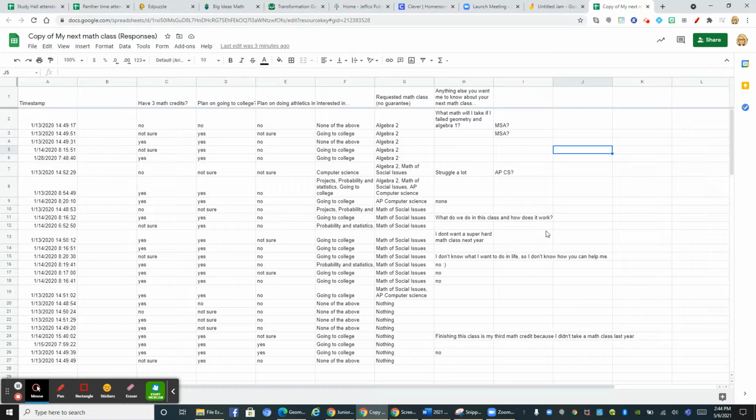Hey there. We are going to make a two-way table with categorical data. First of all, we're looking at some data I collected last year, asking students what math class they wanted to take this year. I also gathered some other information, such as were they planning on going to college, and what kind of classes they were interested in, and then their first choice for their next math class.